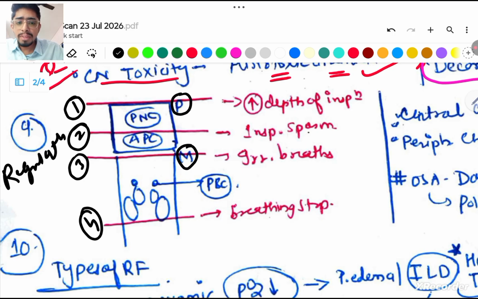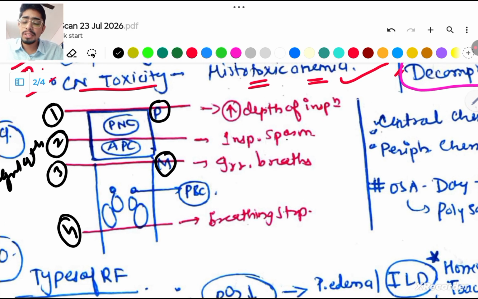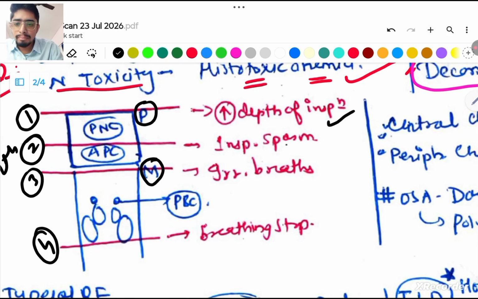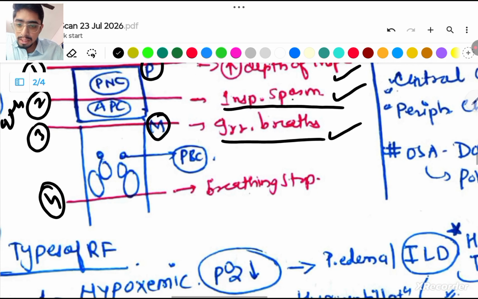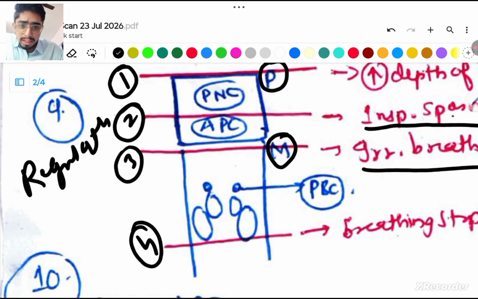What will happen if there is an above-pons lesion? There would be an increase in the depth of inspiration. Just remember this. If there is a lesion below the pons or at the mid pons, there is an inspiratory spasm. If there is a pontomedullary lesion, there would be irregular breaths, which is also called apneusis.